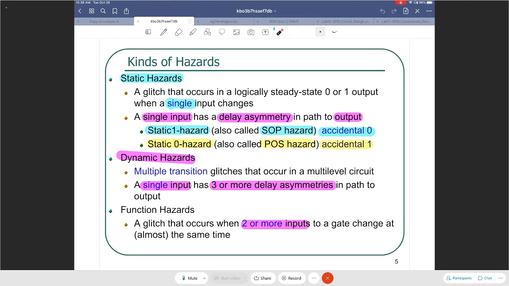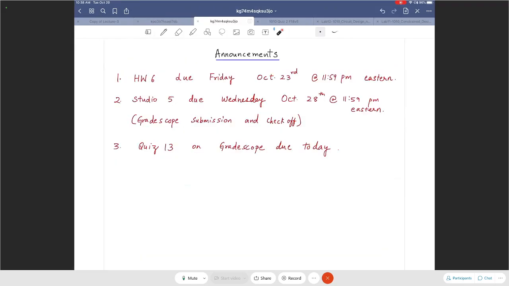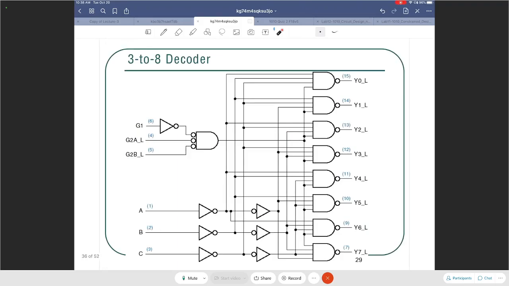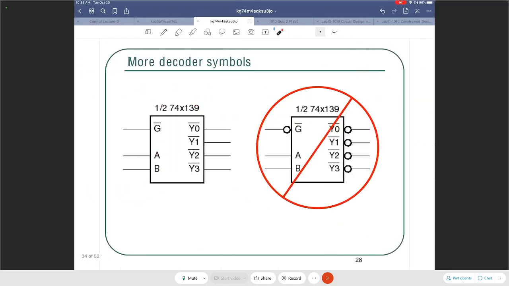All right, let's come back here. So we talked about the announcements. Let's get into the decoder. So this is a continuation of where we left things off. We were talking about the 2 to 4 decoder. We looked at the chip 74X139 in the previous class.